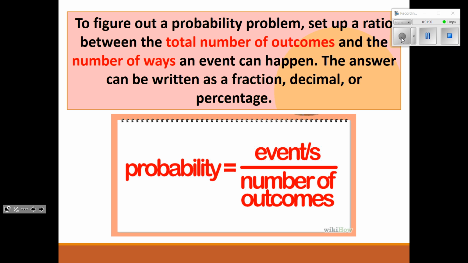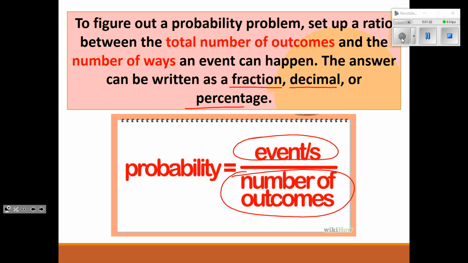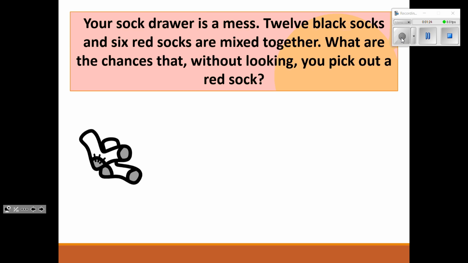So to figure out probability, we're going to set up a ratio. And this ratio is going to be the total number of outcomes on the bottom. And on the top, you're going to have the number of ways that the event can happen. We're going to show how this works. It is important to note that in probability, it can be written as a fraction, a decimal, or a percentage. So let's look how this works.